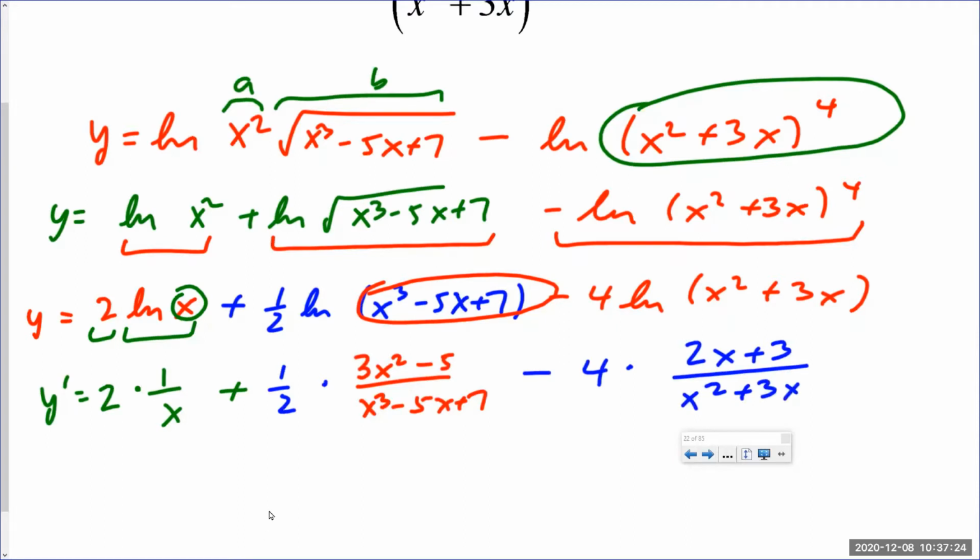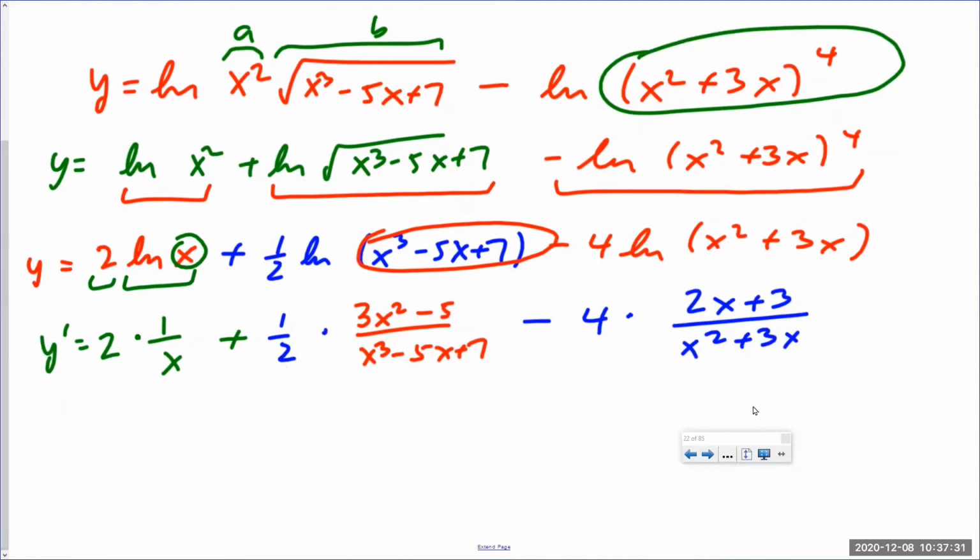Did you get the same thing? Okay, now I would be happy if you just left your answer like this. You do need to understand though, your test is multiple choice. And while that makes some of you happy, you have to realize multiple choice isn't all it's cut out to be, because you have to make your answer match the multiple choice, okay?